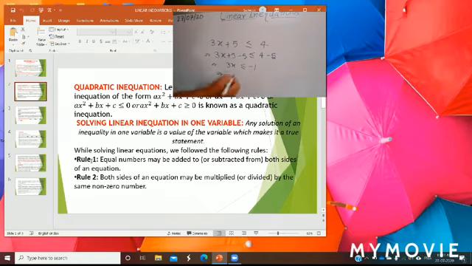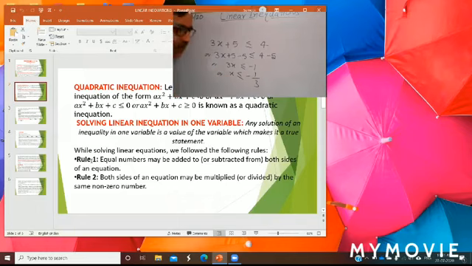If you want to find the value of x, you divide both sides by 3. That is also a rule. There is no change in the inequality. In this way you can very easily find the value of x. So x is written as less than or equal to -1 upon 3. Understand?